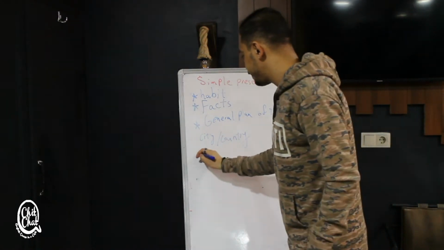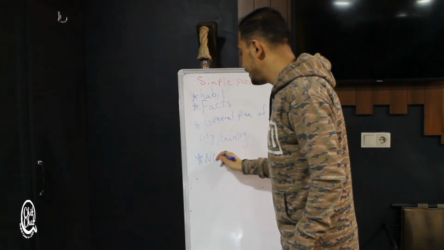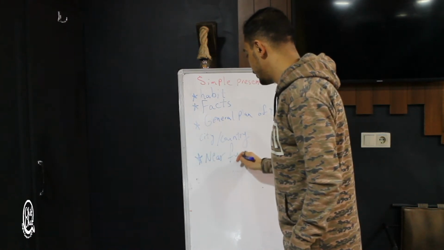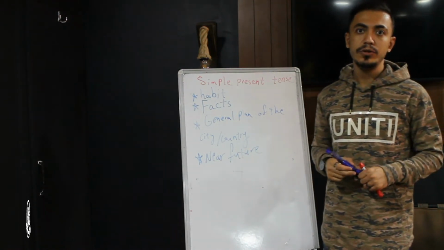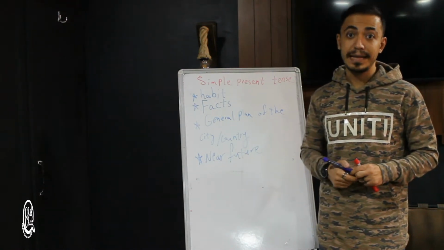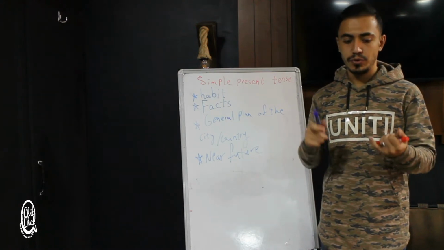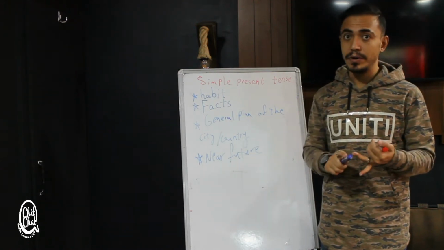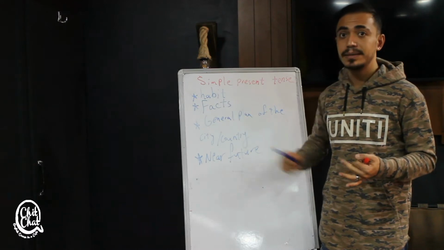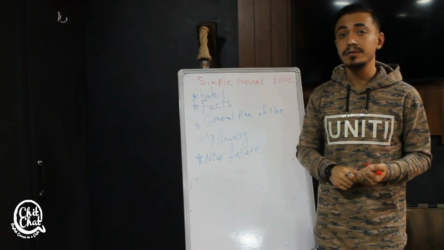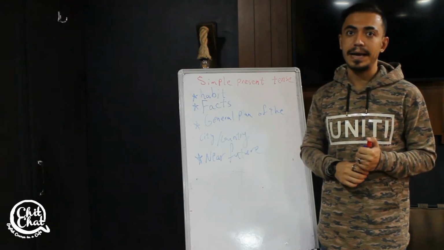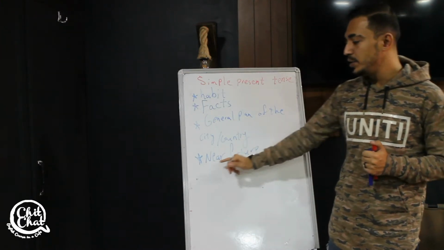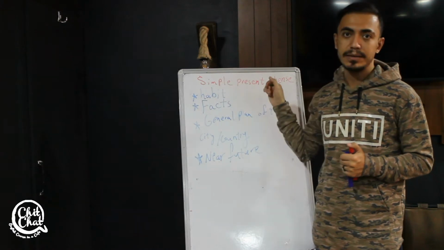Next one, for near future. Guys, actually for the future, you can use different kinds of tenses. For example, you can use will, you can use be going to, you can use simple present tense, and you can use present continuous tense. But sometimes it is a different thing. So now I said for near future, you can use simple present tense.